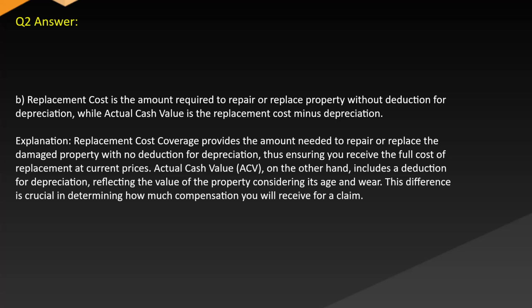Explanation: replacement cost coverage provides the amount needed to repair or replace the damaged property with no deduction for depreciation, thus ensuring you receive the full cost of replacement at current prices. Actual cash value (ACV), on the other hand, includes a deduction for depreciation, reflecting the value of the property considering its age and wear. This difference is crucial in determining how much compensation you will receive for a claim.